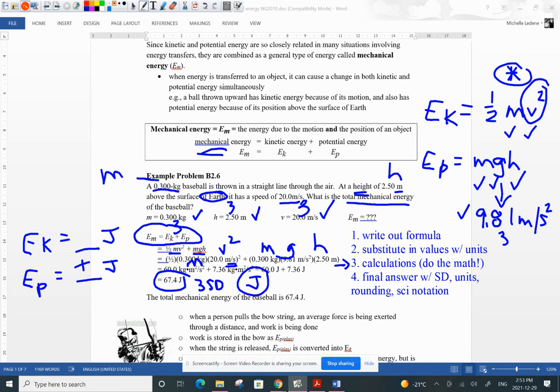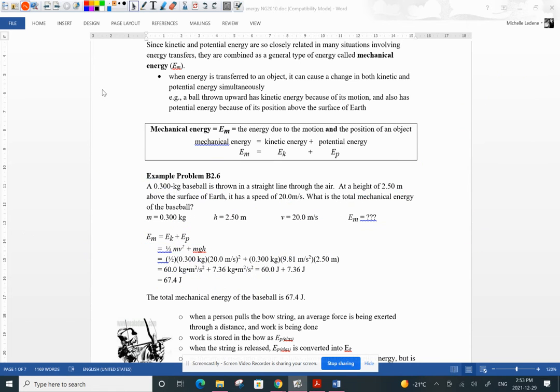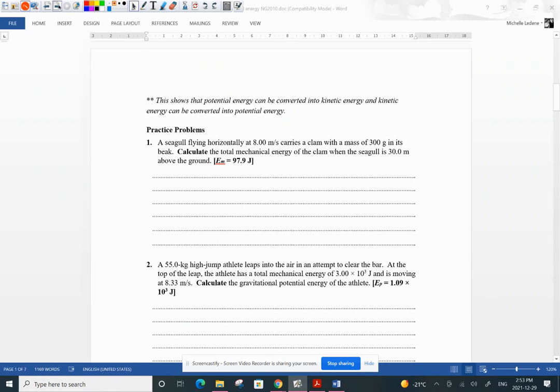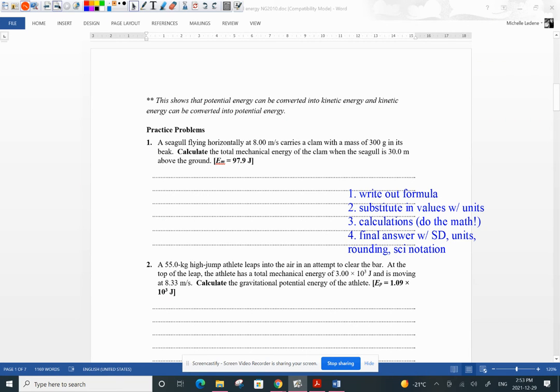Okay, so doing these questions are the same steps as I have just been pounding into your heads, right? It's formula, substitution, calculations, final answer. So write down what is known. Okay, here's a question. We know the speed of the object. We know the mass of the object.